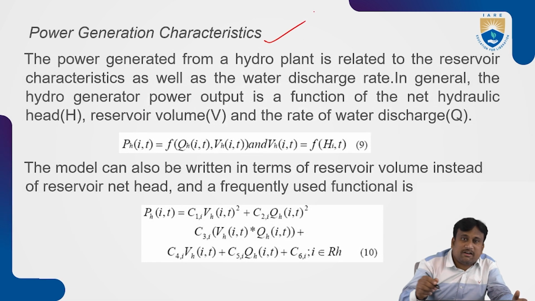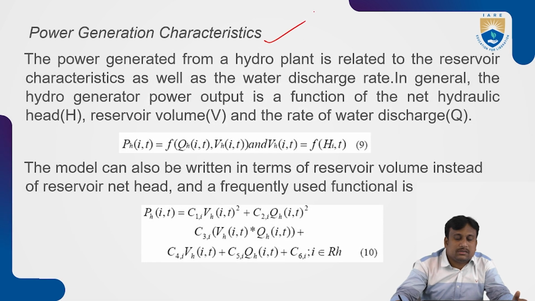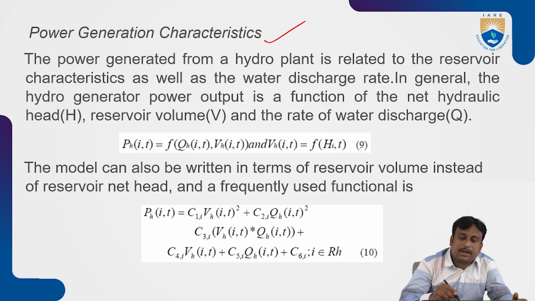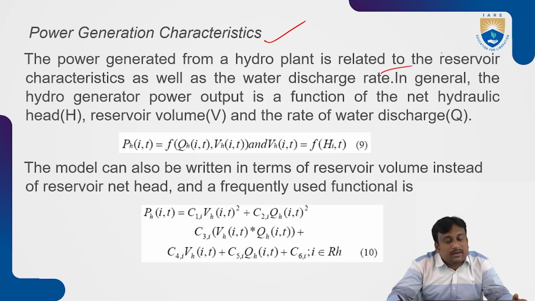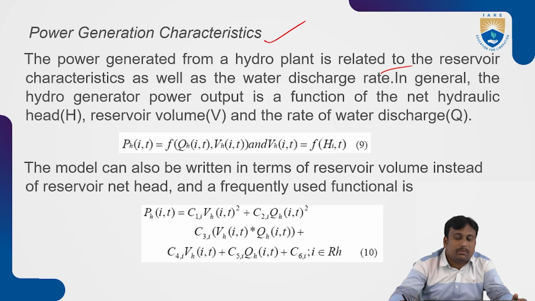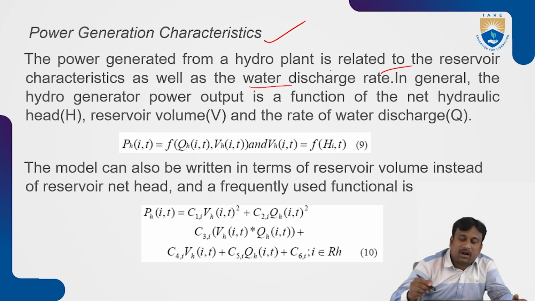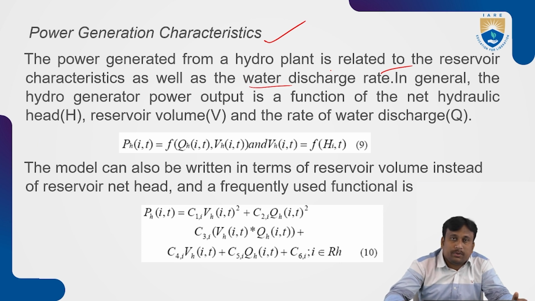When it is the case of power generation characteristics, the power generated from a hydro plant is related to the reservoir characteristics. Based on the reservoir characteristics, we decide how much power is generated during the peak demand case, and the water discharge rate also has to be considered.